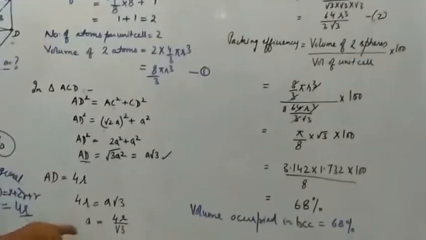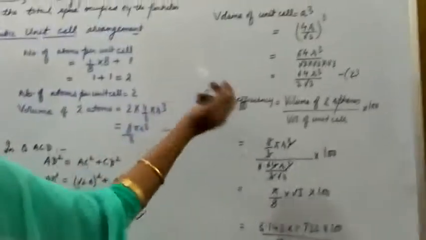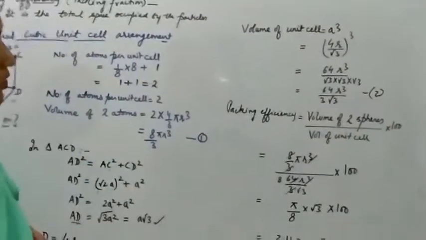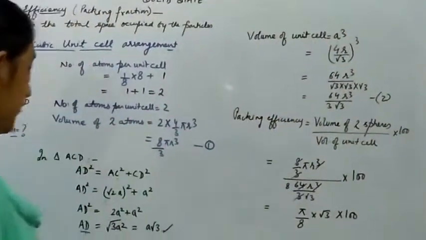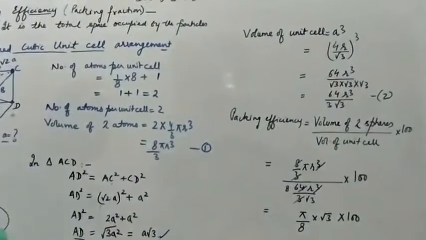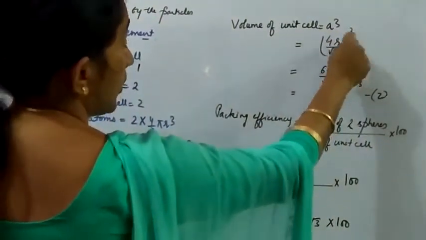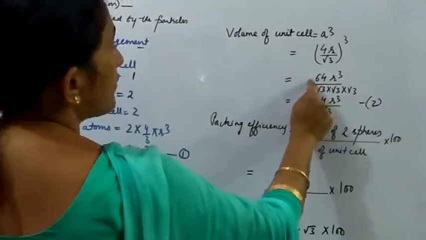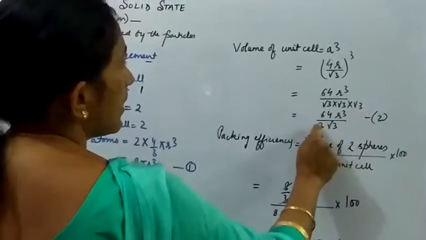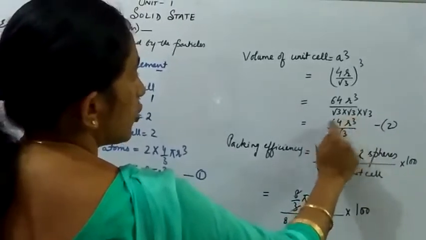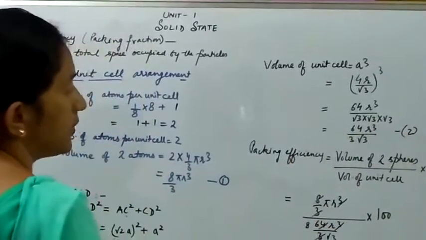Once we get the edge length in terms of r, we are going to find the volume of the unit cell. We know that the volume of the unit cell is a cube. So what is the value of a? We got it from here, 4r upon root 3. So it is 4r upon root 3 whole cube. So it will become 64r cube upon root 3 into root 3 into root 3. So we get 64r cube upon 3 root 3. This is the second equation.